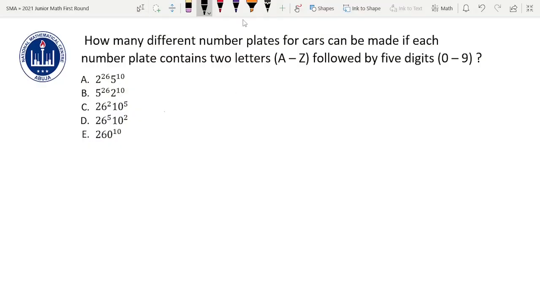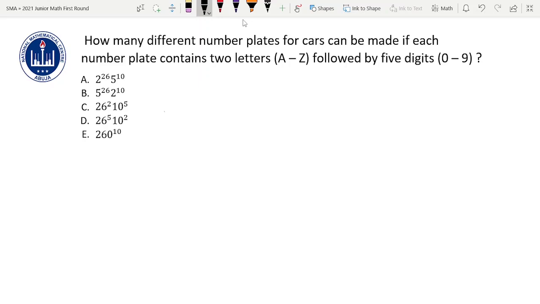In this video, we're going to be solving question 48 of the 2021 Junior Mathematics Olympiad first round. We're asked to find how many different number plates can be made if each number plate contains 2 letters followed by 5 digits. We'll start by talking about what a valid number plate will look like.